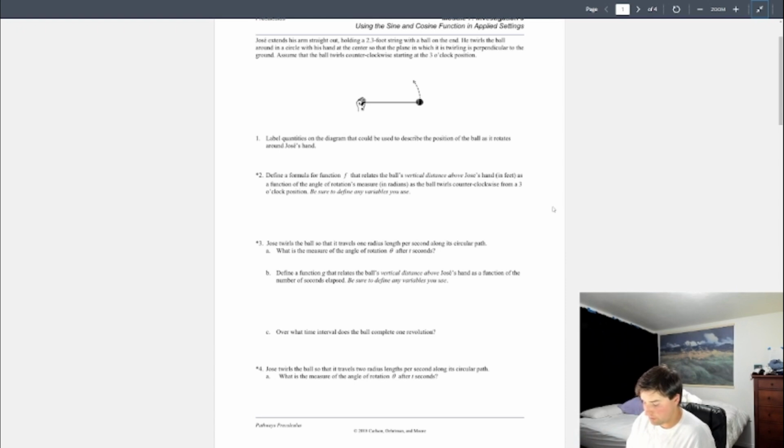So, to simplify that, you would say marked positions on the ground that correspond to the entire ball trajectory. These could be used to describe the position of the ball.